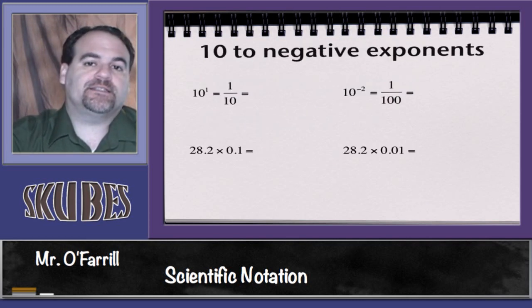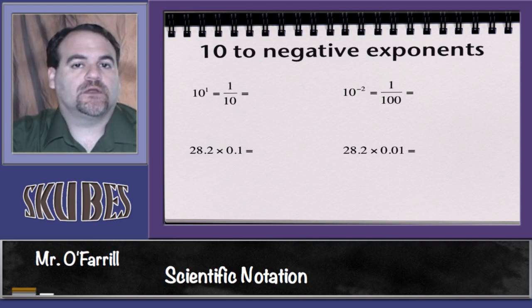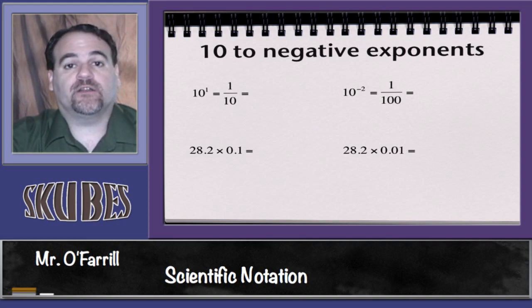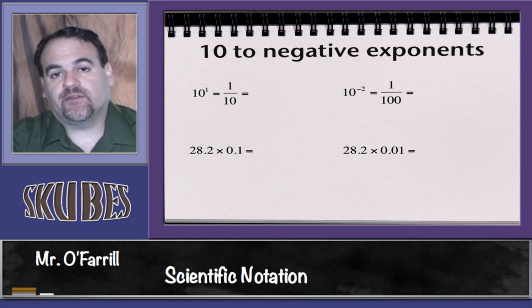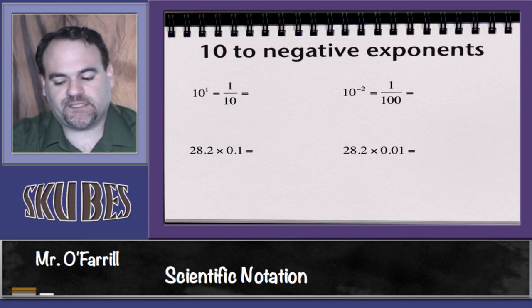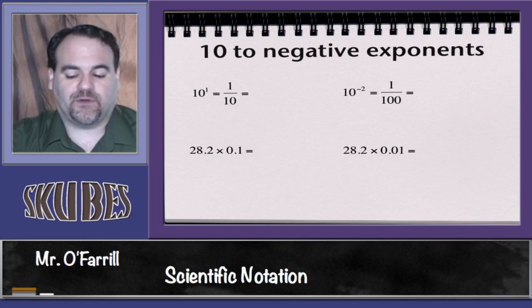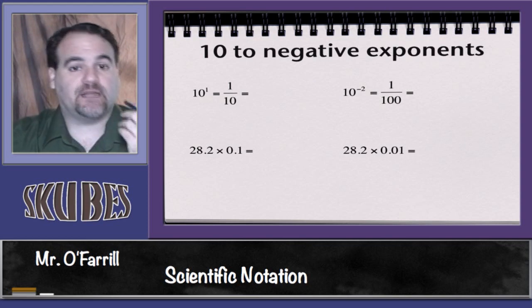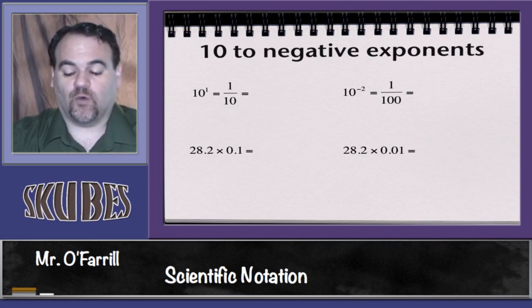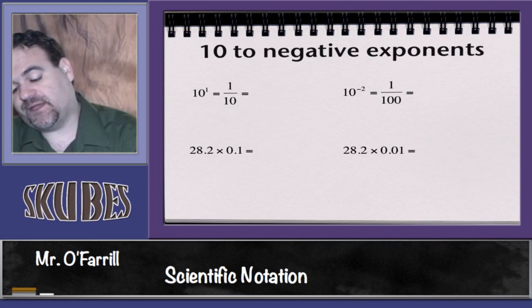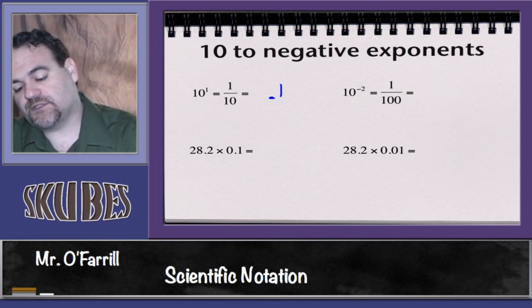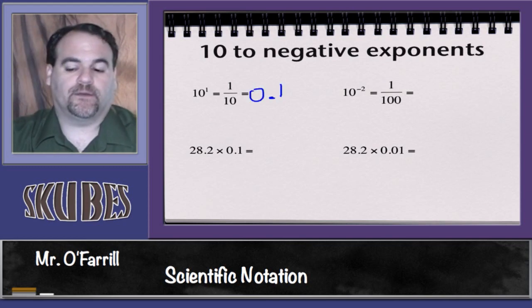So in my definition, I did say that it's used not only to represent very large numbers, but scientific notation is also used for very small numbers. So let's go back to looking at just the number 10 again, to negative exponents. Okay, 10 to the negative 1st power is 1/10, or we could say 0.1.